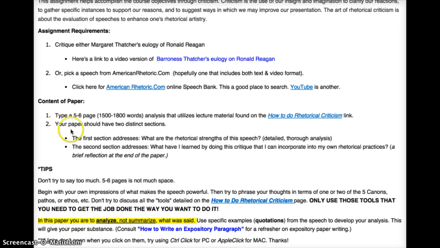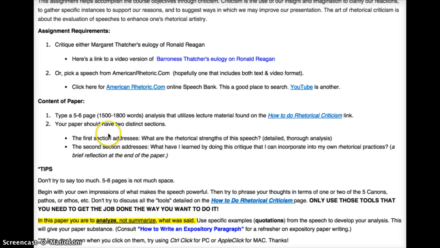As far as the content of your paper is concerned, you'll definitely want to try to reach a 5 to 6 page limit there, approximately 1,800 words of analysis. And what I'm looking for is that you are using lecture material, course content, and that you've accessed this information here, how to do rhetorical criticism, and that you're incorporating some of the instruction that is found on that particular link.